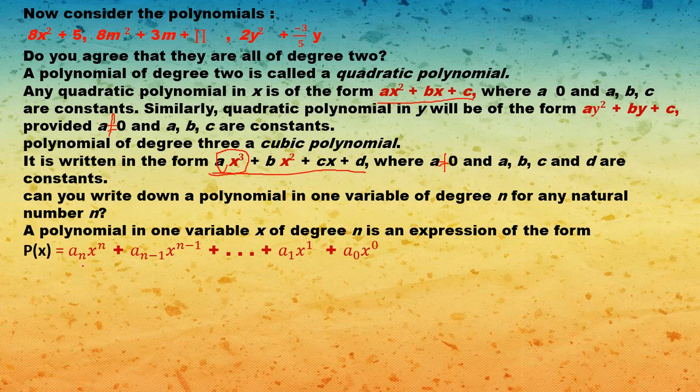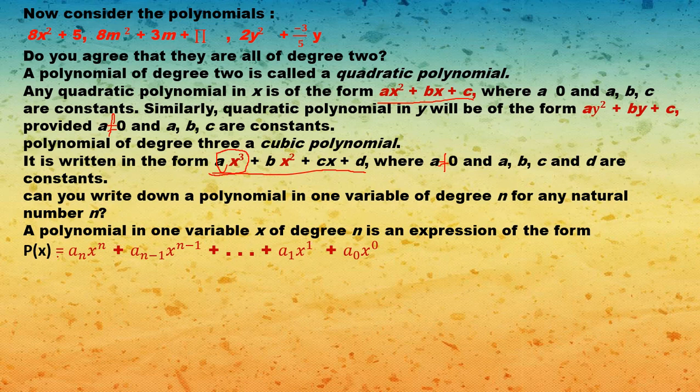So if we consider n is 10, the exponents go 10, 9, 8, 7, 6, 5, and similarly for x raised to the power n. If the exponent of the polynomial is 6, then 6, then 6 minus 1, 5, then 4, 3, 2, 1 and 0.